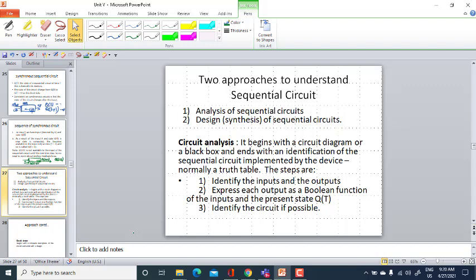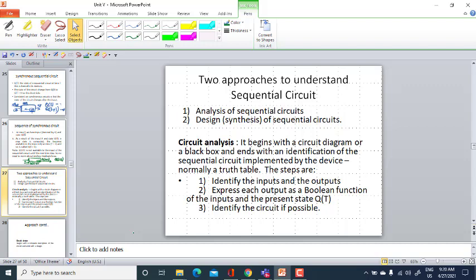One is nothing but the analysis of sequential circuit, and number two is nothing but your synthesis, or otherwise said to be the design of sequential circuit. Okay, this is how you can understand your sequential circuit. The first step is your analysis. Analysis is nothing but it begins with the circuit diagram.